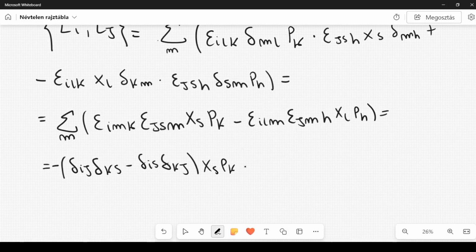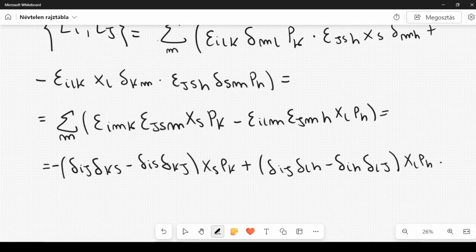So we have minus minus, which gives me a plus, delta ij delta lh minus delta ih delta lj xl ph. Now, you can verify that this formula is correct, but I will not give you more comments than this.